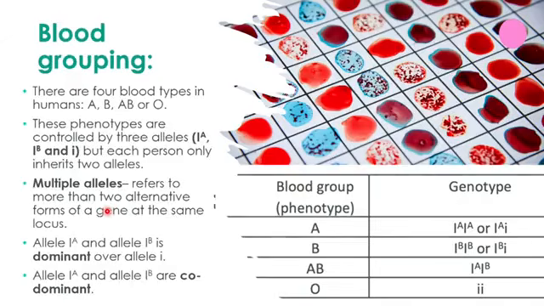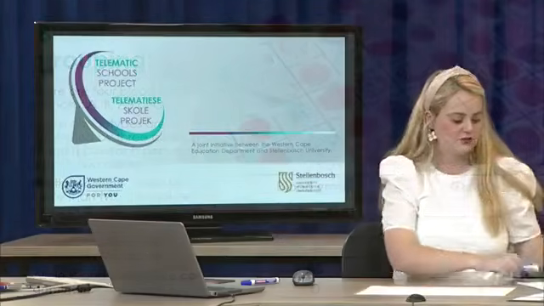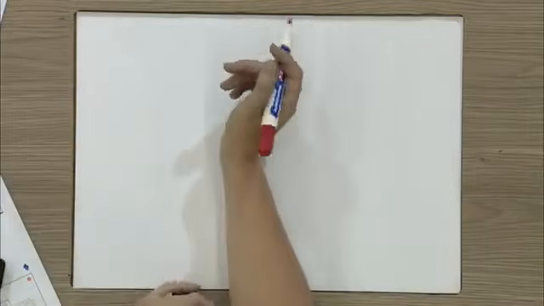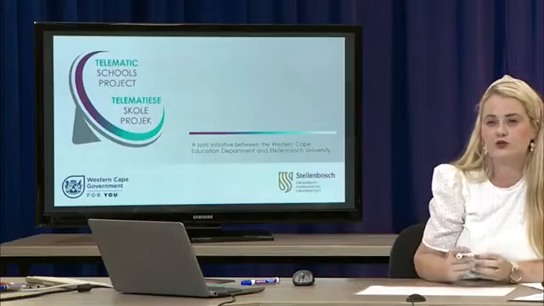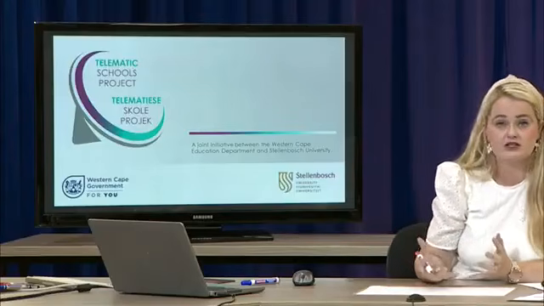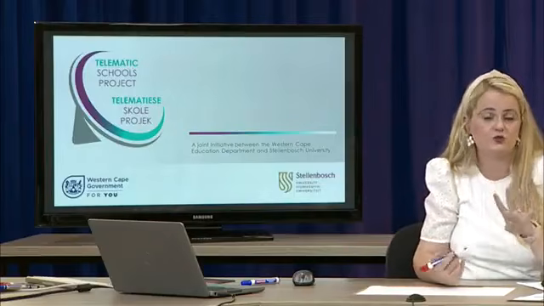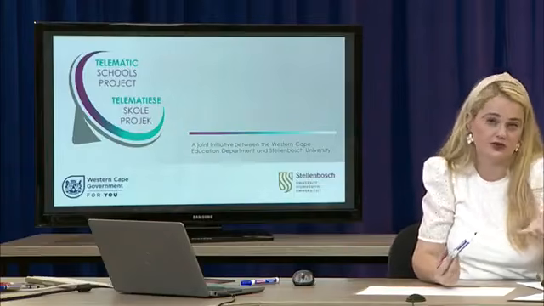Alright, the next type of inheritance, or not really inheritance, but the next example that we'll look at is with blood groups. So with blood groups, you should know that there are 4 types of blood groups. So I'm going to add them here for you. We refer to them as the phenotypes, how your blood group is expressed. So there are 4 blood groups, and we're going to call them the 4 phenotypes for blood groups. They would be blood group A, blood group B, blood group AB, and blood group O.